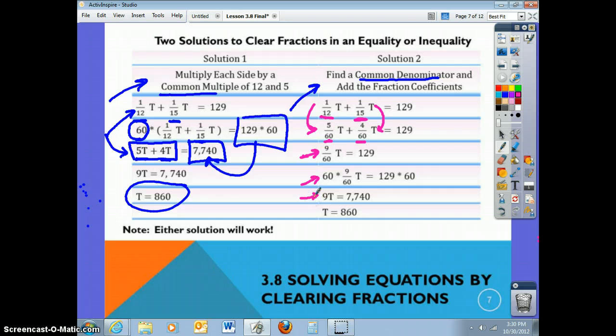And I get down here to 9t is equal to 7,740. Again, divide by 9, I have 860. So either way, using a common multiple of 12 and 5, or a common denominator of 60, either way will work.